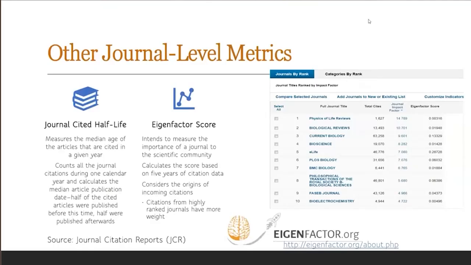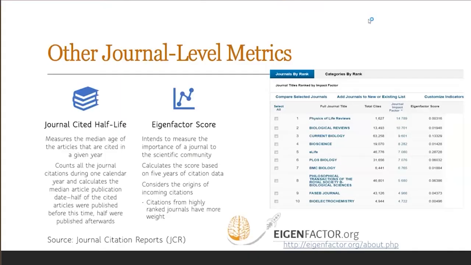So that was one way in which we measure journals, the journal impact factor. There's also journal cited half-life and the Eigenfactor, I can't remember how it's supposed to be pronounced. In terms of time, I'm not going to read through it, but the journal half-life, rather than taking the last 2 years, takes the median age of articles throughout their publication, and then the Eigenfactor score looks at 5 years. So it's going a little bit further back in time.